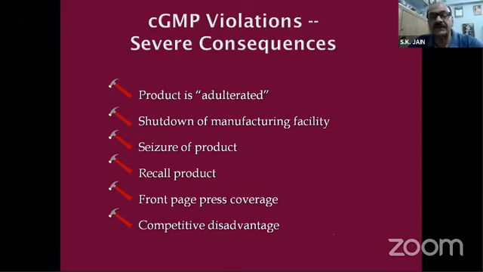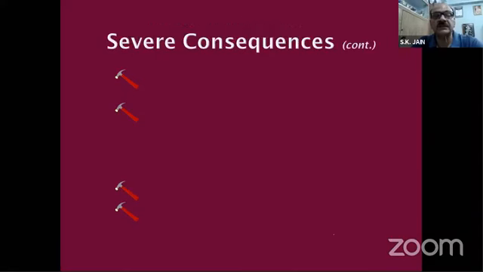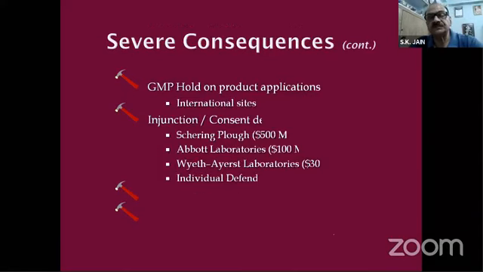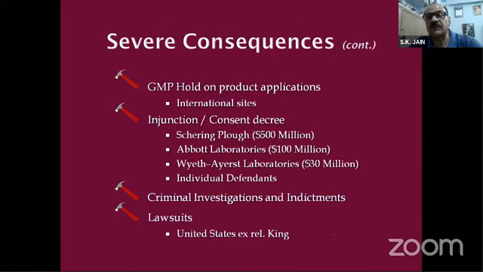If some factory is shut down, or if your product has some defect or impurity, and you have to recall the product, then it becomes front page press coverage and a competitive disadvantage. In the competitive market, it is a disadvantage. It affects the marketing of your different products. So GMP holds on product applications.